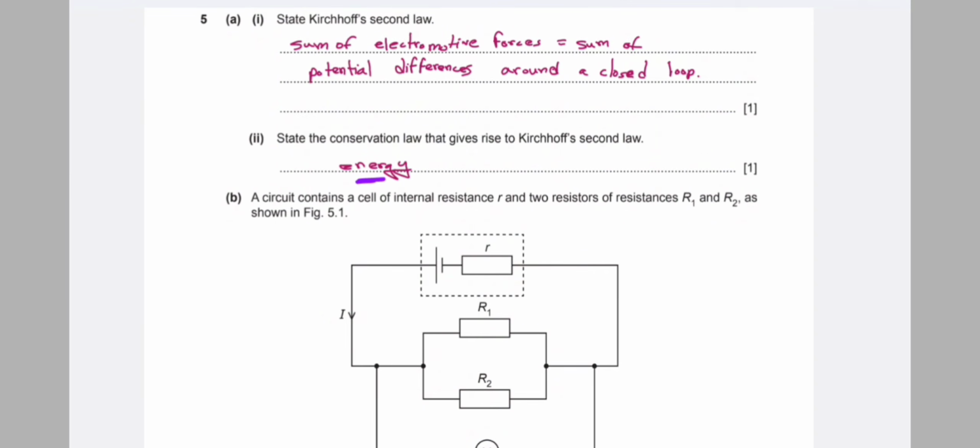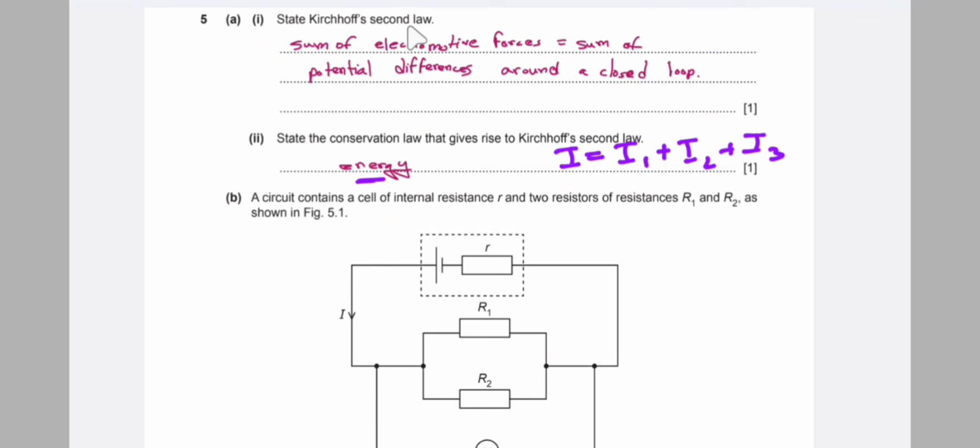For Kirchhoff's first law, we know that the current entering a junction is equal to the sum of the current leaving the same junction. That is, I is equal to I1 plus I2 plus I3. So this is for Kirchhoff's first law: the sum of the current entering a junction is equal to the sum of the current leaving the junction.